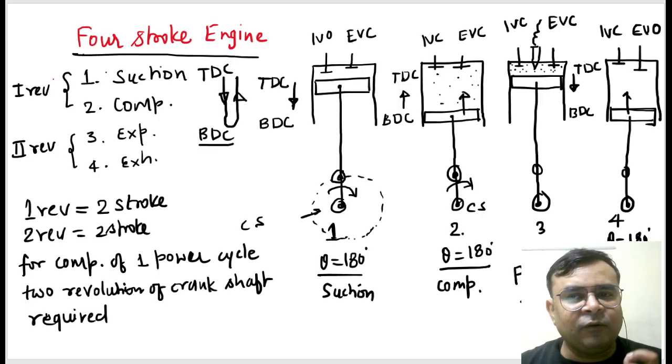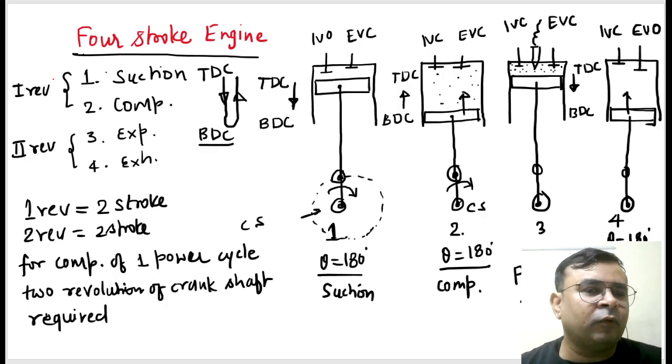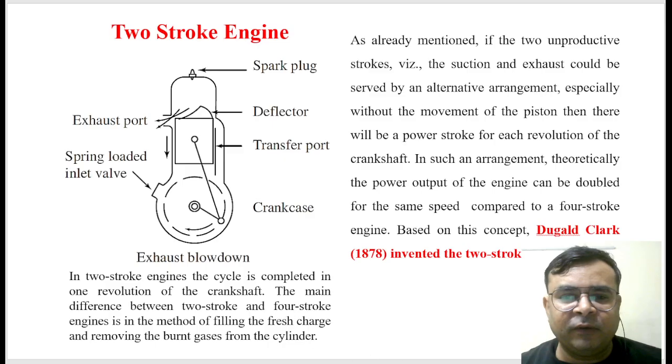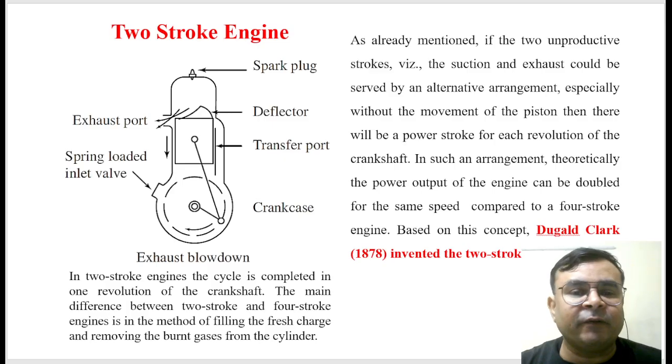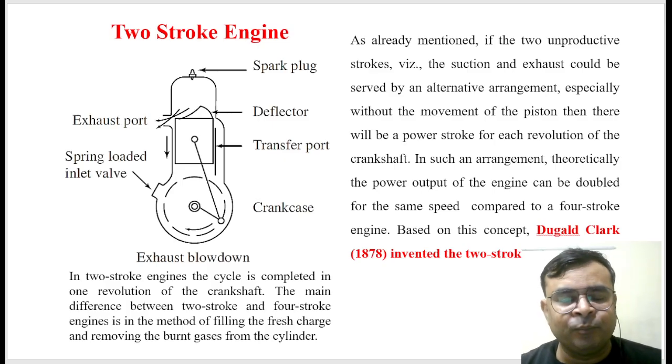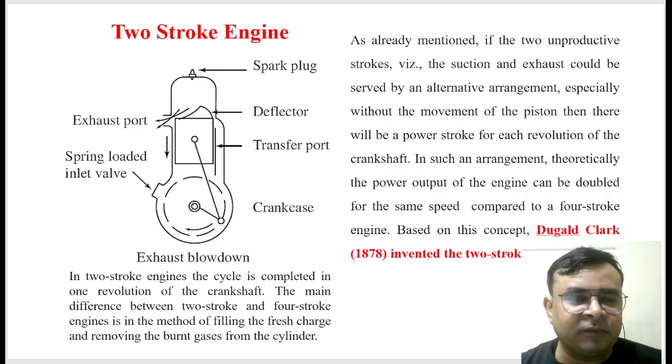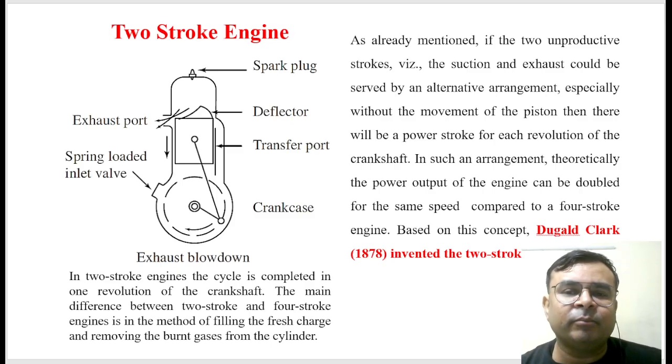Correct? Now for overcoming this drawback, an inventor named Douglas Clark developed the two stroke engine, which produces power in every revolution of the crankshaft. Are you getting my point? In the four stroke engine, since it produces power in two revolutions of the crankshaft, is it right? This is one of the drawbacks of the four stroke engine, because of that it needs a bigger size flywheel and produces less power.